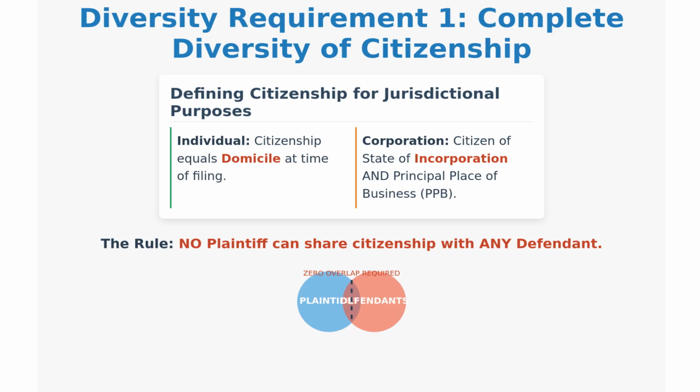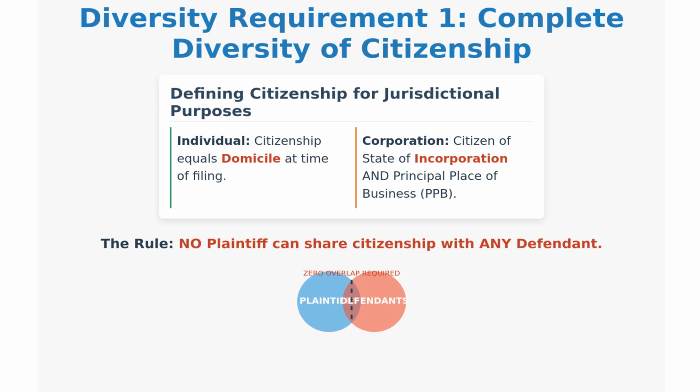For a corporation, the rule is twofold. A corporation is a citizen of both its state of incorporation and the state where it maintains its principal place of business, often referred to as its nerve center.